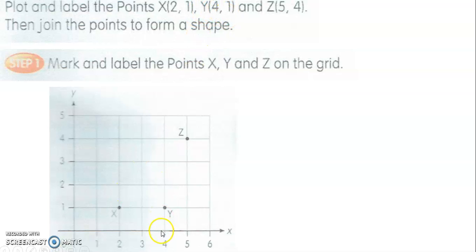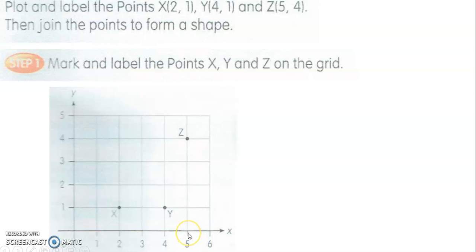Y is 4, 1. Where is the 4? Where is the 1? 4 should be on the x-axis, 1 should be on the y-axis. So this is 4 on the x-axis and this is 1 on the y-axis. We just move along these 2 points until we make a meeting point here. Then we can find the position of the point Y. Finally, we find the position of the point Z. We mark it at 5, 4. 5 on the x-axis, 4 on the y-axis.